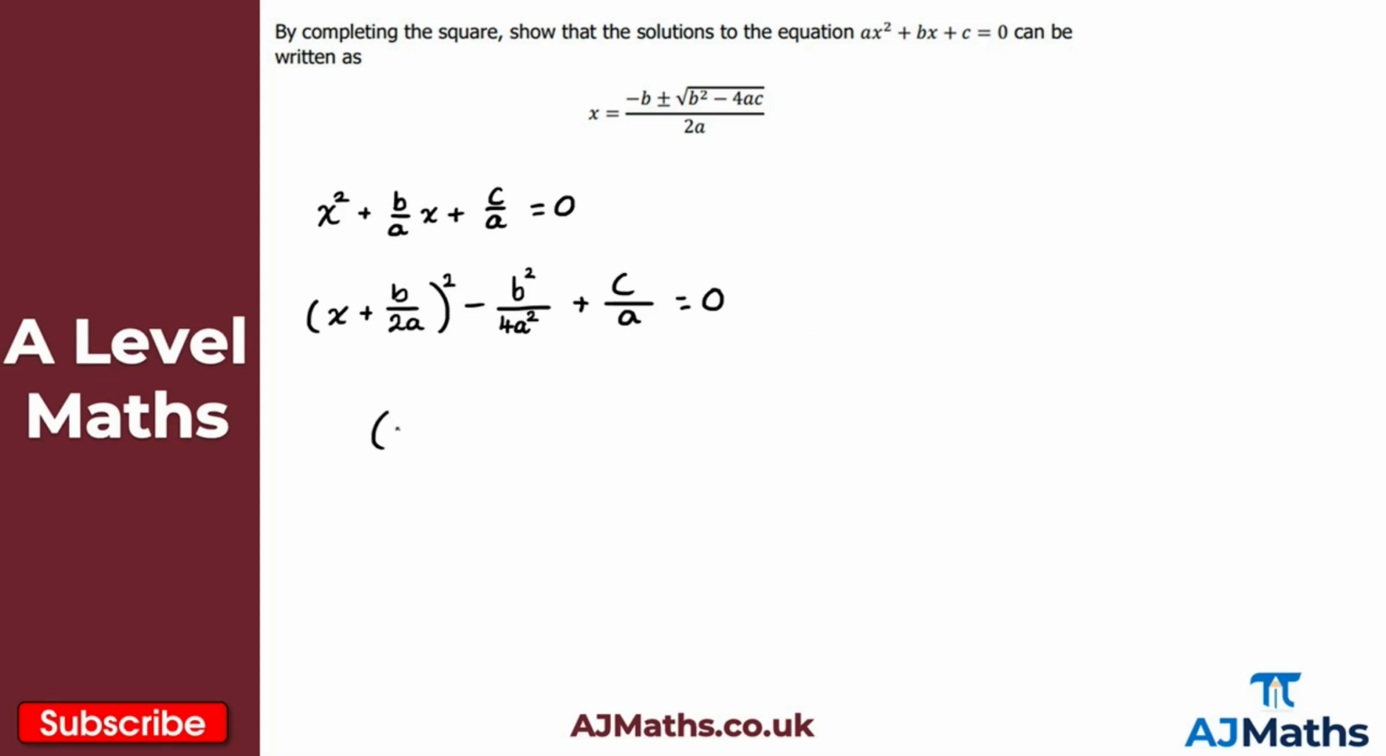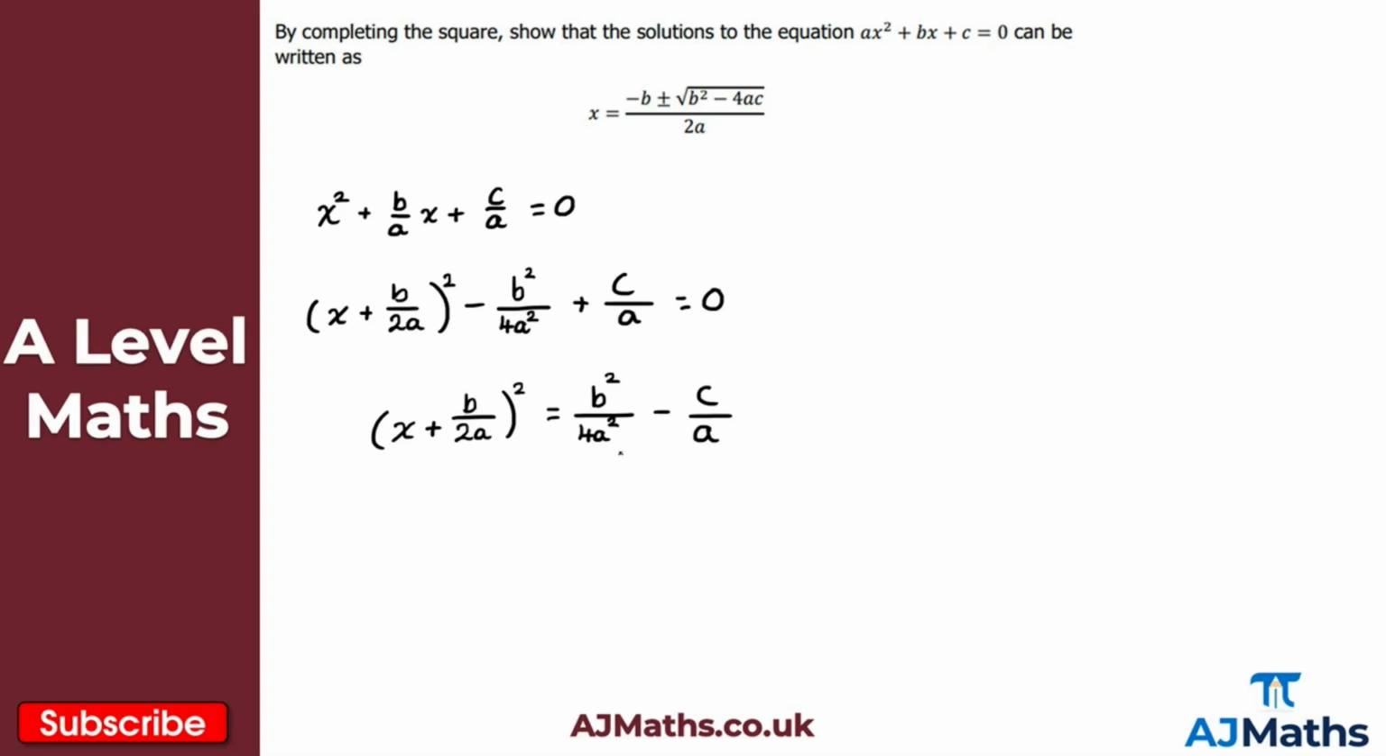So I'm going to get x plus b over 2a all squared, and this is going to be equal now to b squared over 4a squared. So that becomes positive, like so. And this part here becomes negative, so that's minus c over a. Okay.